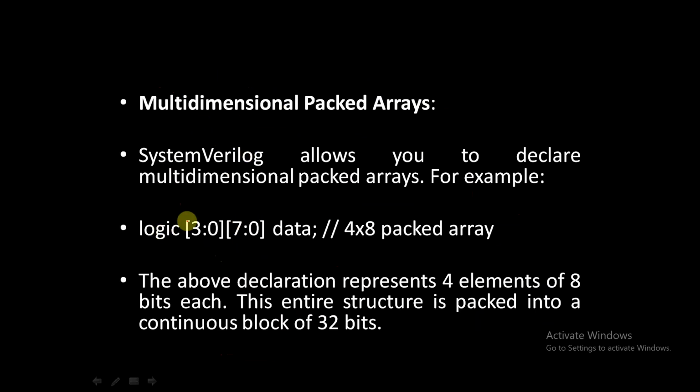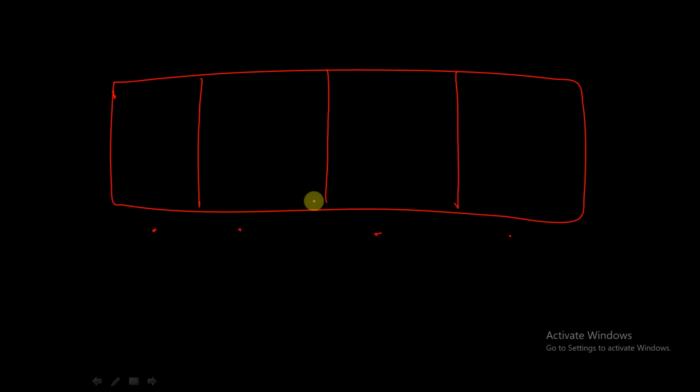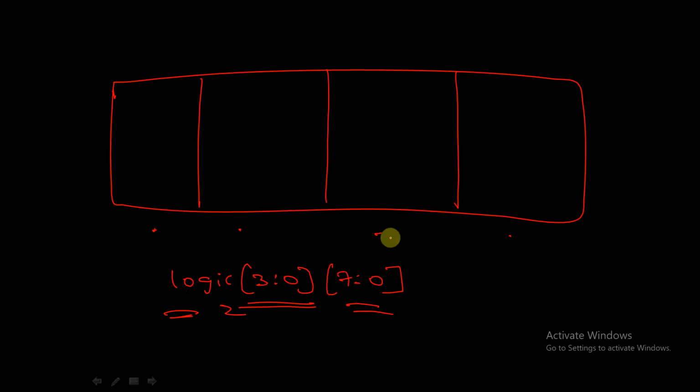And we also have multi-dimensional packed arrays. SystemVerilog allows you to declare multi-dimensional packed arrays. For example, logic 3 down to 0, 7 down to 0. How many dimensions are there in this packed array? Two, right? How many elements do we have? This array will look like this. This is two dimensional, where we have 1, 2, 3, 4 elements. And how many bits are there in each element? 3 down to 0, 7 down to 0. 8 bits, right? So this is how we will represent our packed array.